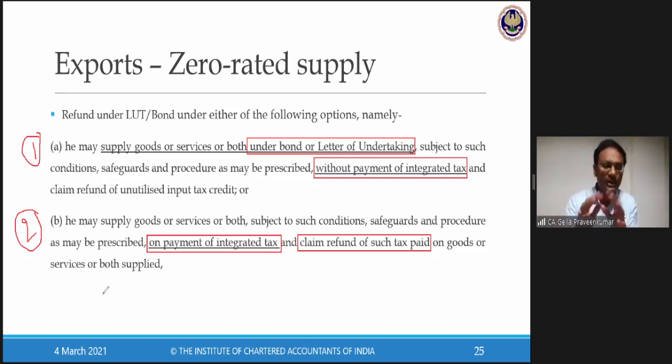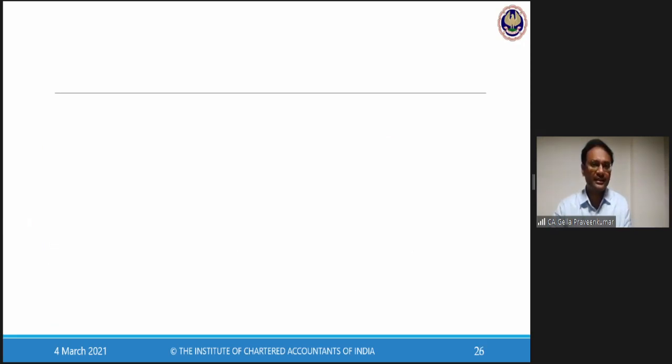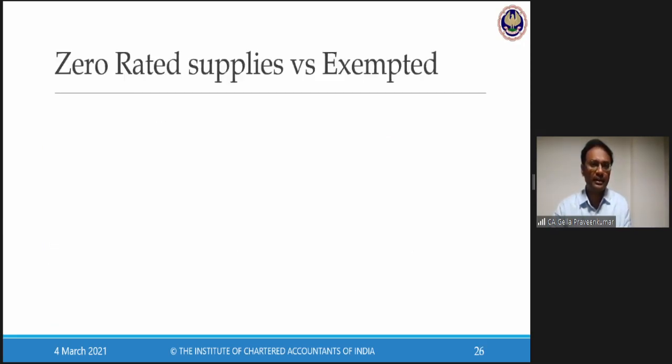In Route 2, the moment I export, I pay the tax for goods, and automatically within 45 days I get the refund in relation to goods. In relation to services, the moment I get the foreign currency, I file an application and get that money paid back. So Route 2 is a simple route. Route 1 is a cumbersome route. This is what I have to understand with respect to zero rated supply of goods or services. Next.